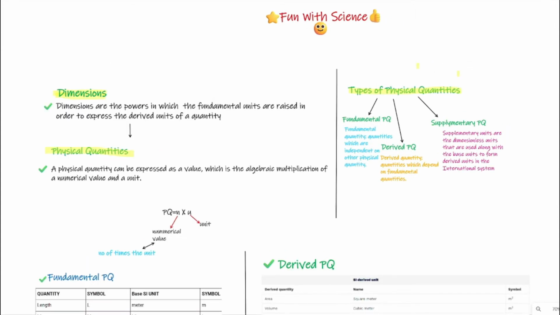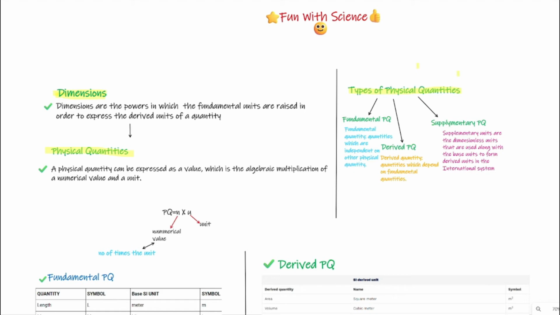Derived physical quantities are the quantities which depend on the fundamental physical quantities. Means these physical quantities are formed on the dependence of the fundamental physical quantities. They are formed either by multiplying or by dividing. Supplementary physical quantities are the dimensionless units that are used with the base units to form the derived units in the international system.